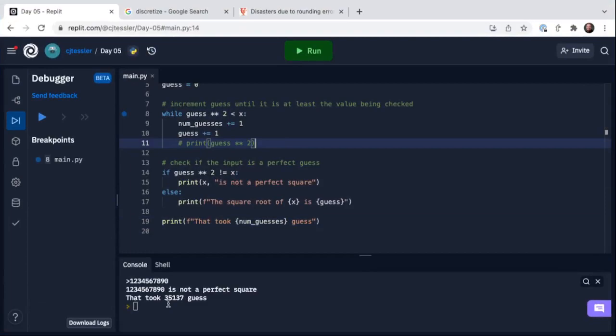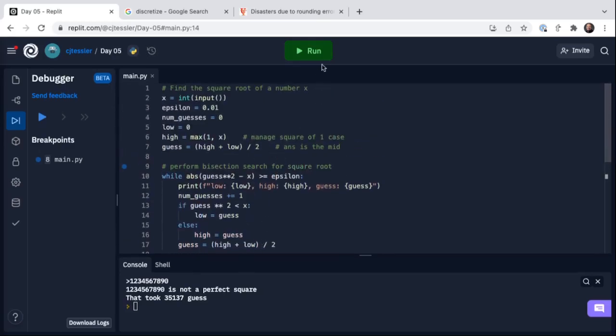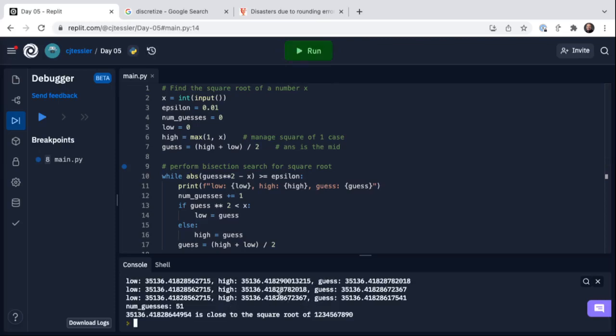So can someone remember 35,137 guesses? So hold on to that. Let's go ahead and try a bisection search. And that was just all the numbers. Bisection search only took 51 guesses. So it is much faster compared to a guess and check algorithm.